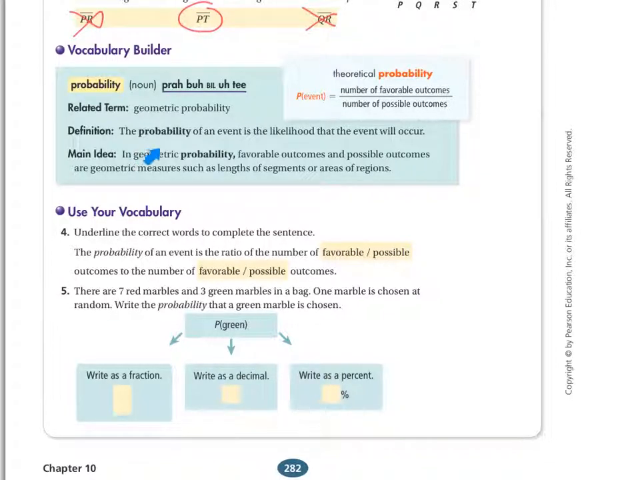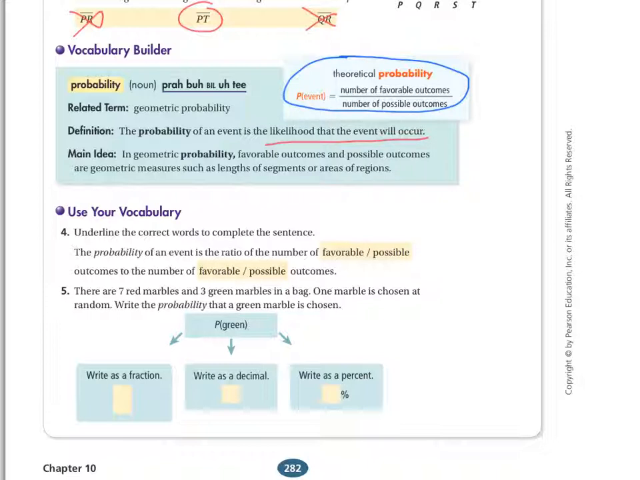Then probability. What's really important is the probability of an event is the likelihood that the event will occur. And really, this is the important part right here. This is theoretical probability. You want to highlight this. Because we're going to find probability with geometry-related items, you're going to take the number of favorable outcomes, so maybe that's an area, maybe that's a distance, and divide it by the total number of possible outcomes.